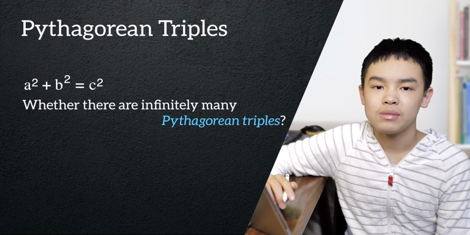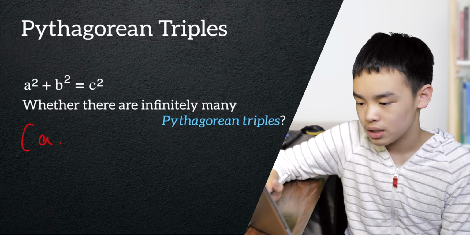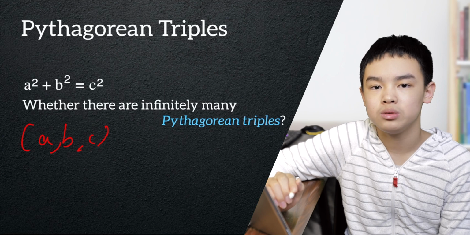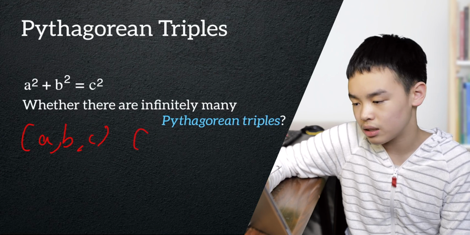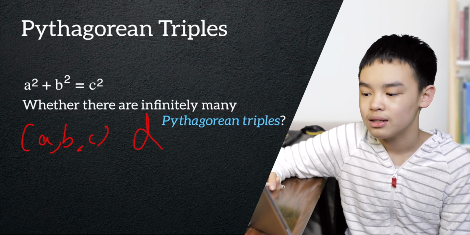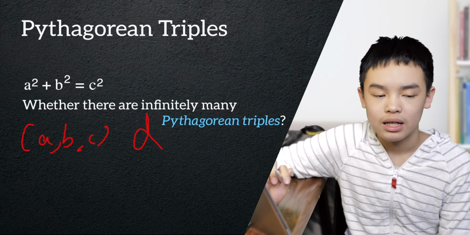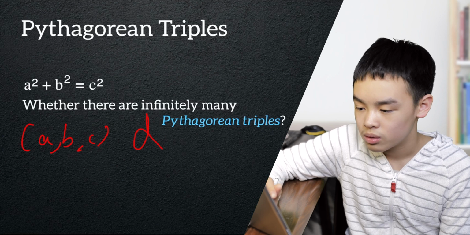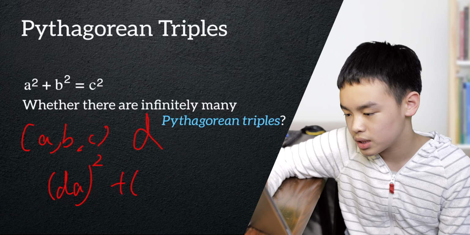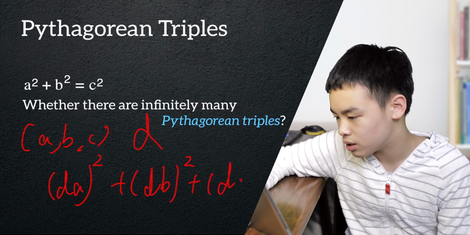Are there infinitely many Pythagorean triples? Okay, let's think about it. Pythagorean triples, a, b, c. Let's say we randomly choose a positive integer d. It could be any integer d, except negative and zero integers. And then we'll multiply d into the equation. So it's (da) squared plus (db) squared equals (dc) squared.